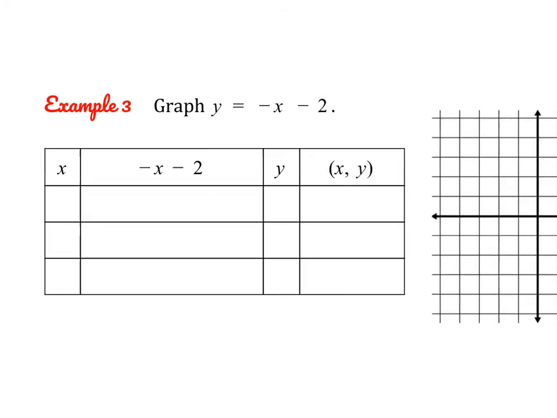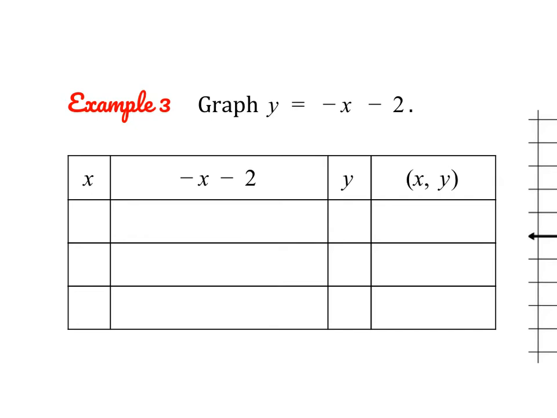Okay, let's try another one together. This time, the function that we're working with is -x minus 2. I want to remind you that -x just means -1 times x. So you'll see that we actually have two operations here, multiplication and subtraction. So let's pick some x values. Let's pick -1, 0, and 3. So I picked a negative value, 0 is always a good one, and then a positive value.